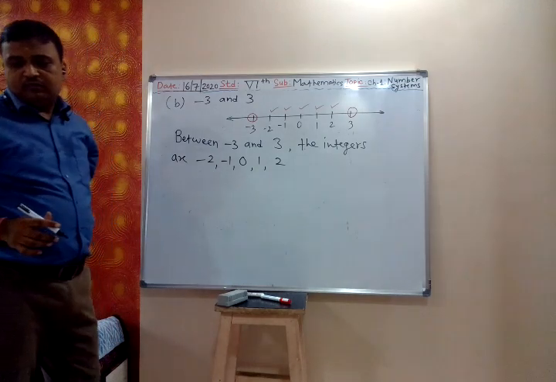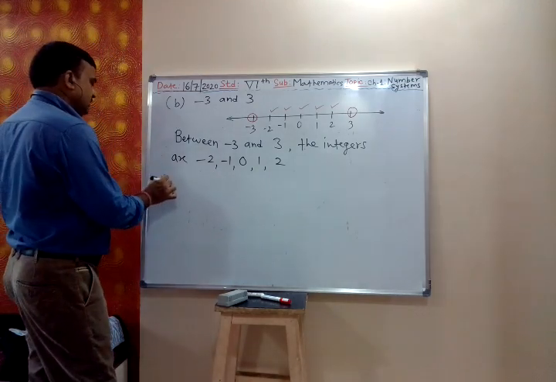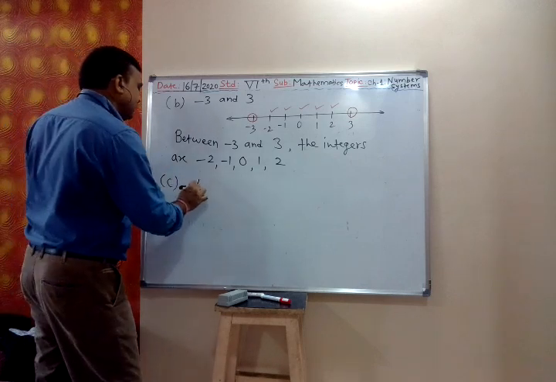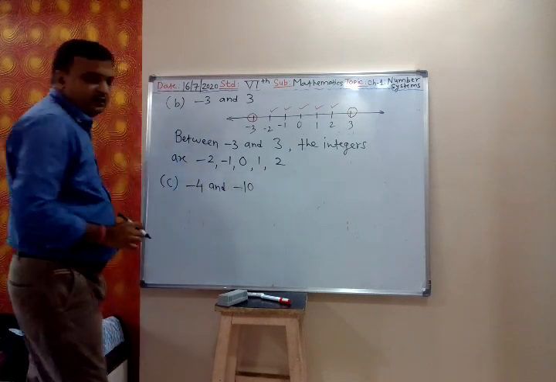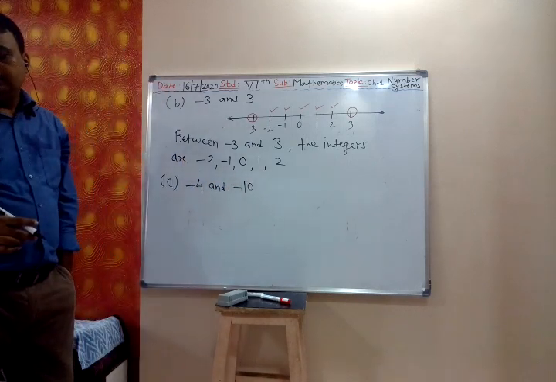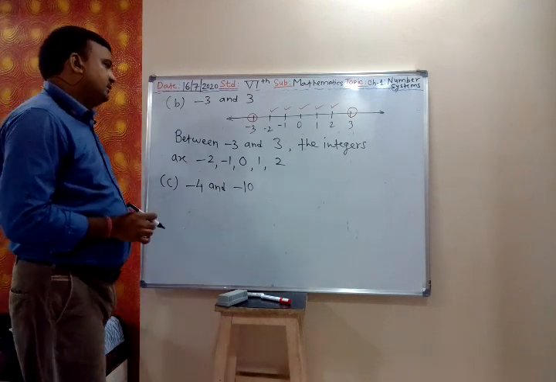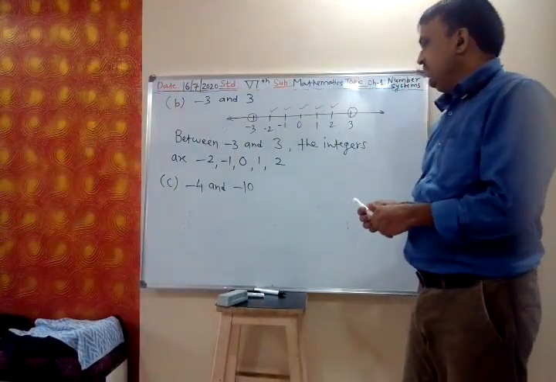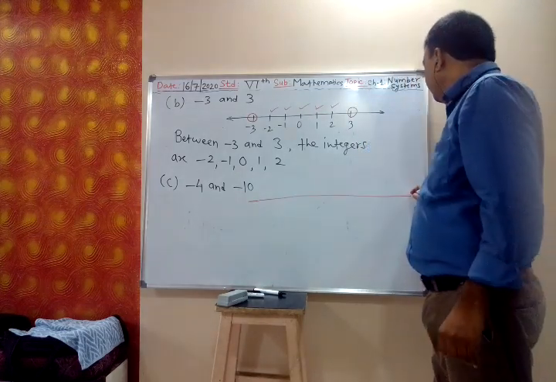Then, wait, why are you in a hurry? Minus 4 and minus 10. Yes, let me do one more: minus 4 and minus 10. Now first we draw the number line. See, minus 4 and minus 10.